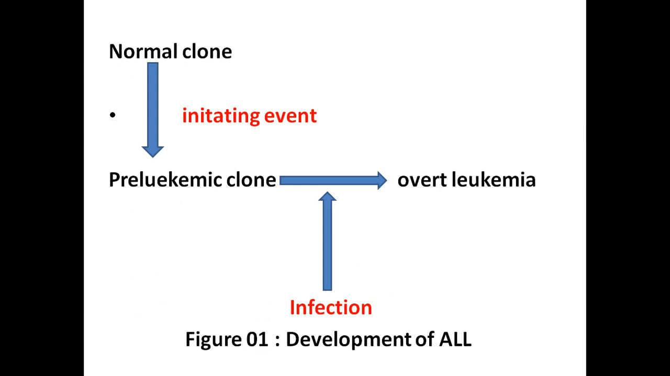In this figure, we can see how the hidden pre-leukemic clone was created by an initiating event, and coming after the second event like infection, and therefore the leukemia appears.